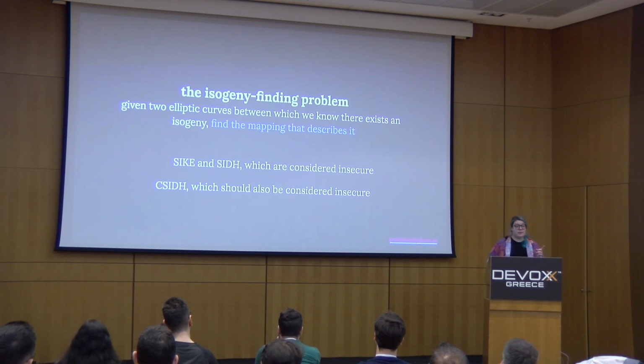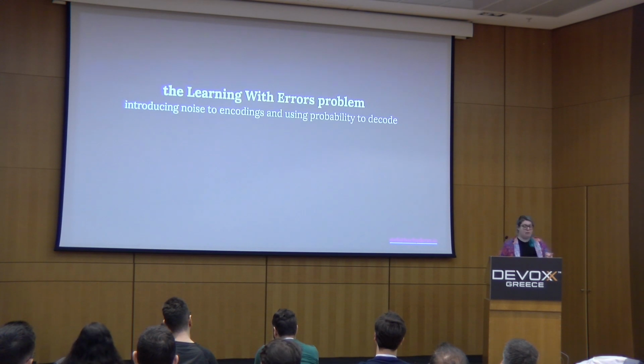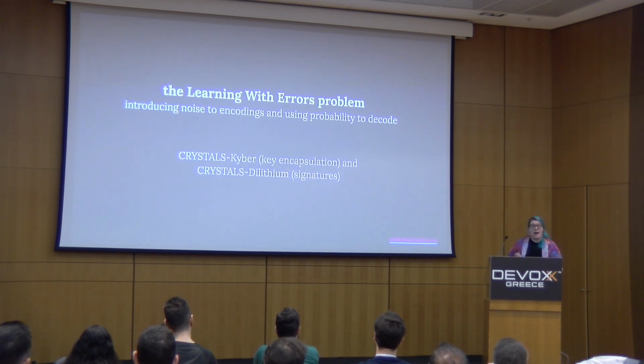What is showing promise is something called the learning with errors problem, which is where you introduce essentially noise into your encodings and use probability to then decode at the other end. And I really don't understand this math. I think the isogeny stuff, I have a hope of it. This stuff is outside my area entirely. But what it has done is it's given rise to some algorithms that you can use today.